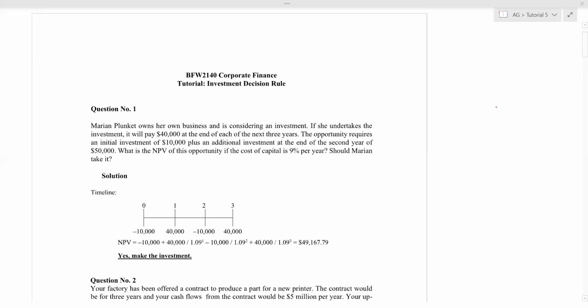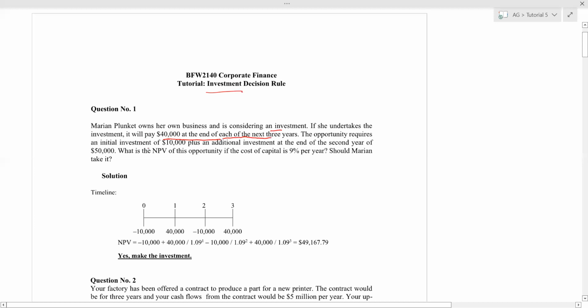Okay, students. Today we are going to discuss tutorial questions on investment decision rule. First question is about the NPV. Martin Plunkett owns her business and is considering an investment. If she undertakes the investment, it will pay 40,000 at the end of each of the next 3 years. So you see that each of the next 3 years means they are equal.